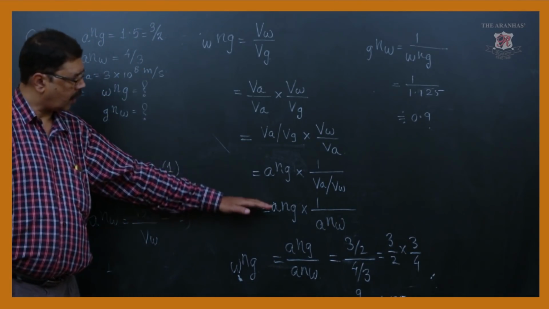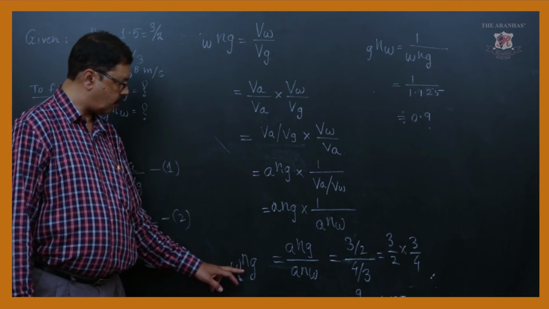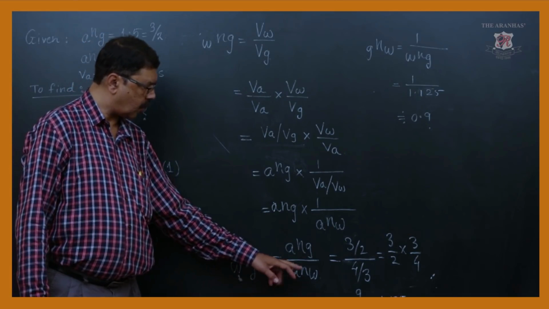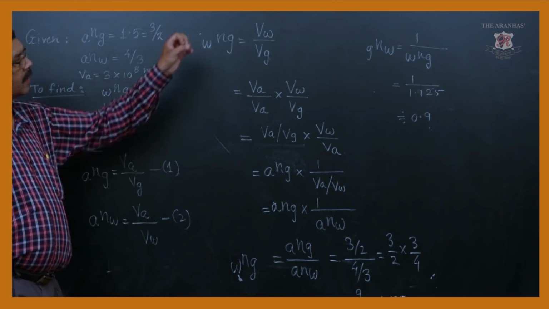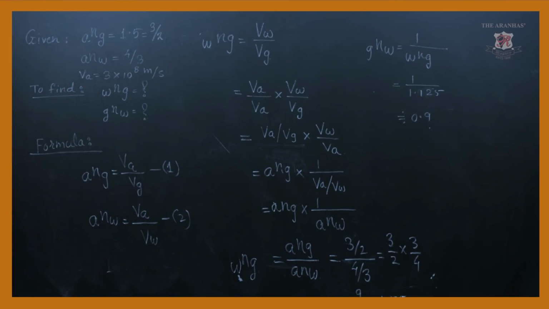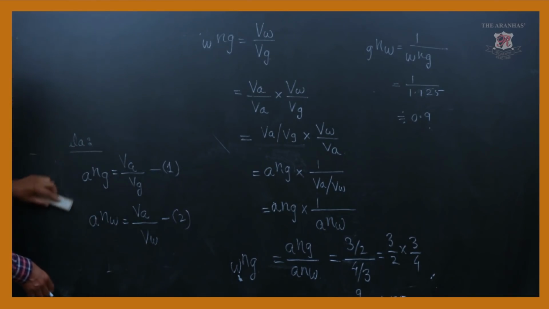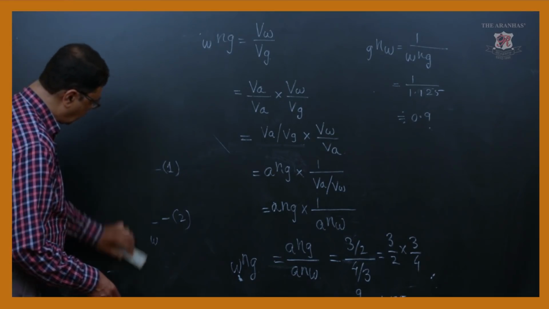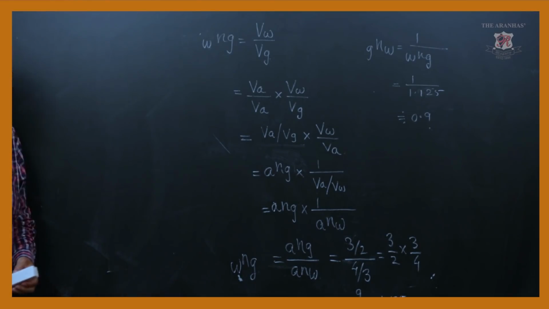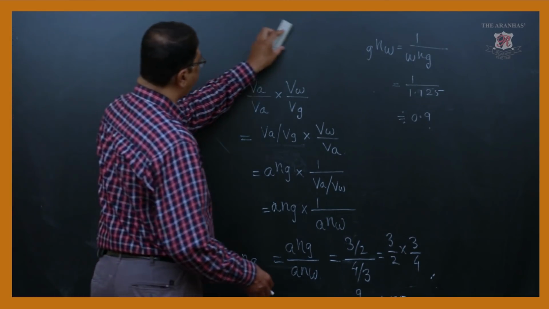This part you don't have to do in the exam. Remember the direct formula, wμg equal to aμg upon aμw, and then the reciprocal form of it also. Going to the next numerical, it is again an application type numerical, and then we will start with total internal reflection, one of the most important phenomena related to refraction.